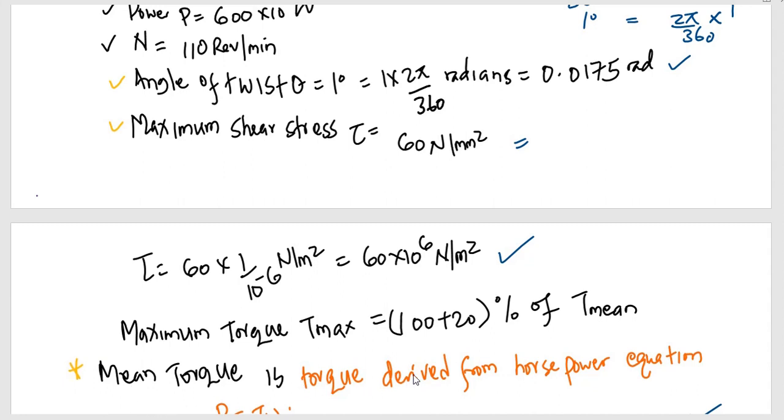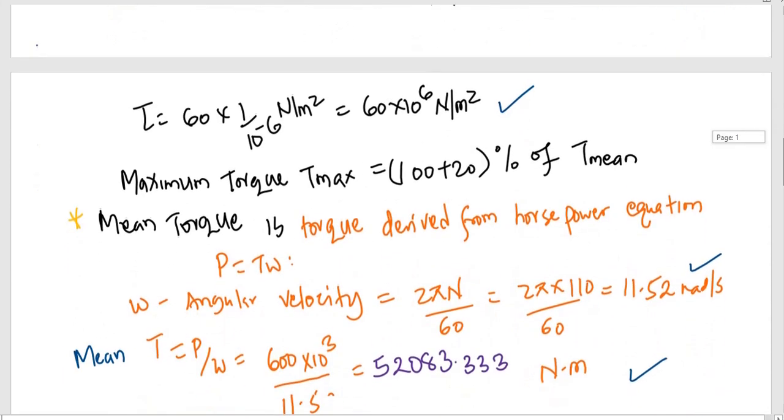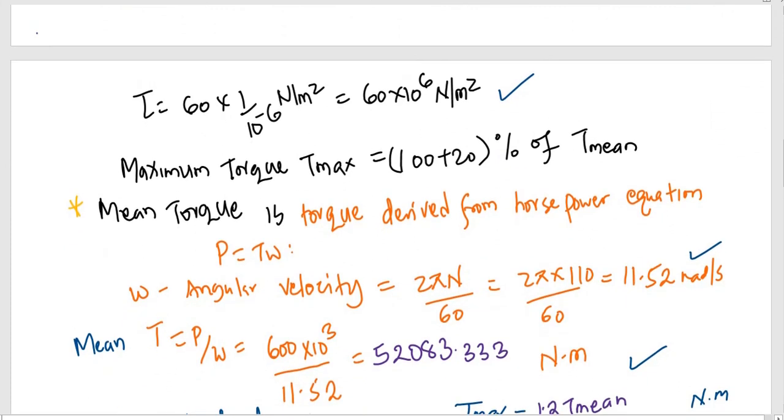We also have to understand that mean torque is that torque which is derived from the power equation, power equals torque times omega, the angular velocity. Let us find the angular velocity. We convert n, revolutions per minute, to radians per second, which is 2 pi n divided by 60, equivalent to 2 pi times 110 divided by 60, giving us 11.5 radians per second.